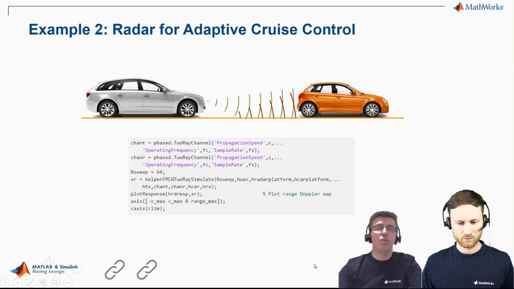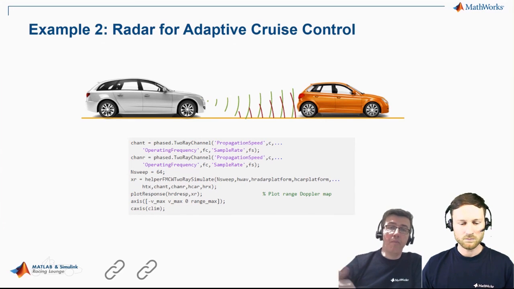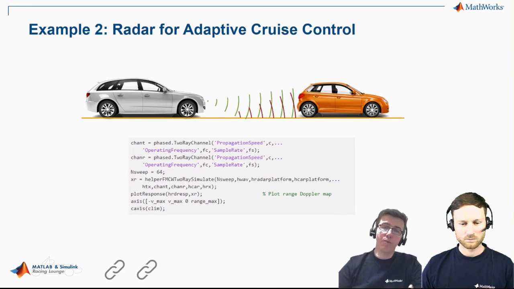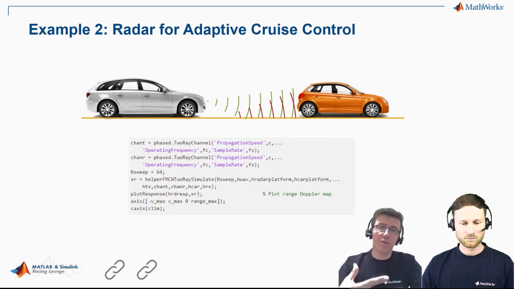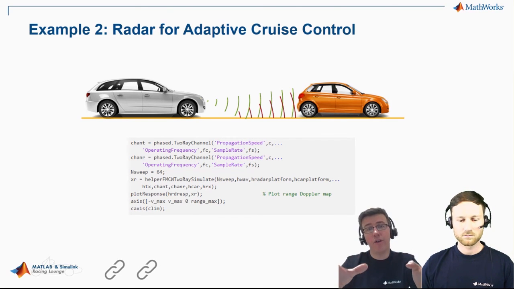Now, the second topic that we have is how can you model a radar system for adaptive cruise control? So we have tools in our toolchain like Phased Array System Toolbox or RF Toolbox that allow you to make a complete simulation of this kind of system. Now, we will go a little bit less in detail in comparison with the image processing part that we have seen so far, but you have the same possibilities to model this kind of system and to extract the information.